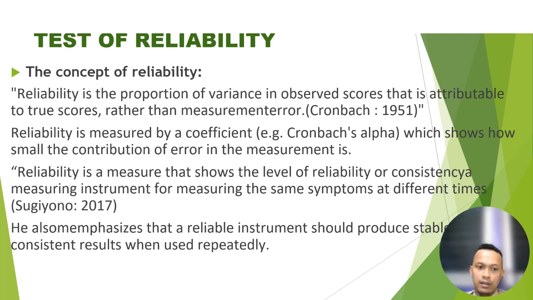Sugiono, 2017. Right? So many definitions come from experts. Reliability is the proportion of variance in observed scores that is attributable to true score rather than measurement error. This comes from Cronbach, 1951.